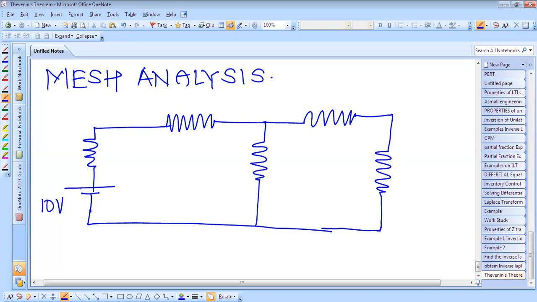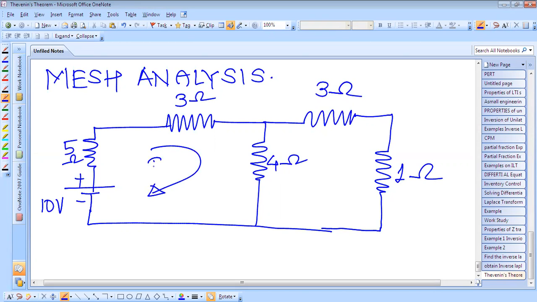This is a 10 volt supply. This is 5 ohm. This is 3 ohm. And this is again 4 ohm. This is 3 ohm. And this is 1 ohm. You have to find this mesh current I1 and this other mesh current I2.